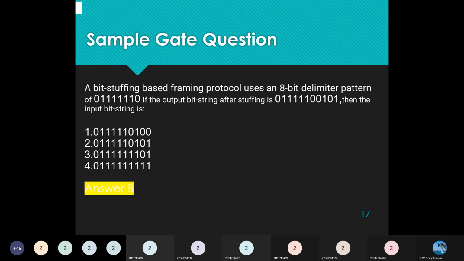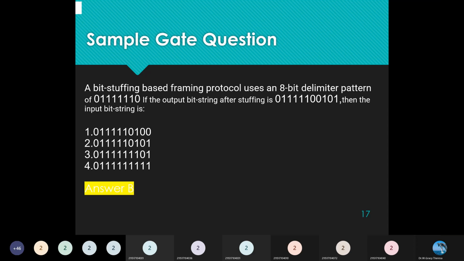From this we come to know that the output is option B. We all know, we have discussed this, because we have 6 1, and of course after 5 1, if there is a 0, then that is stuffed, and that determines the input. We have discussed this first. So these are some of the samples. It's very easy to solve bit stuffing and byte stuffing problems if you are very clear.